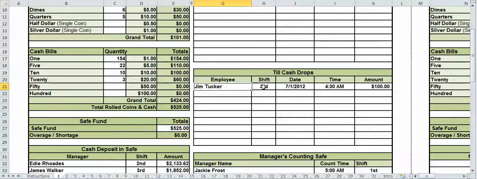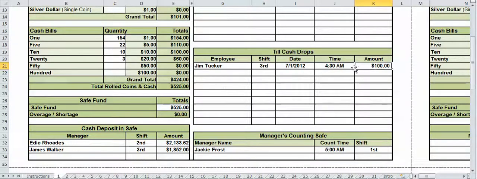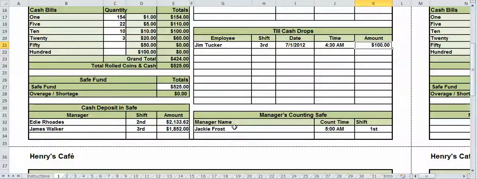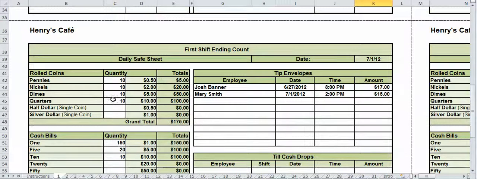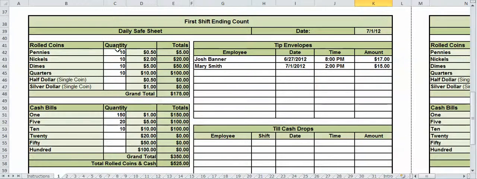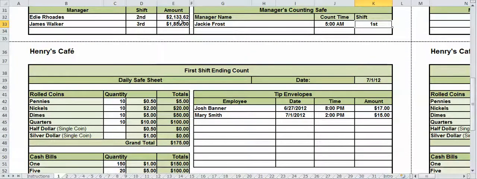So anyone who left cash in the safe from previous shifts to empty out the register so they're not having so much money in the front. In addition, the manager's count. The manager that counts it should have their name here, the time they did the count, and which shift they're on.